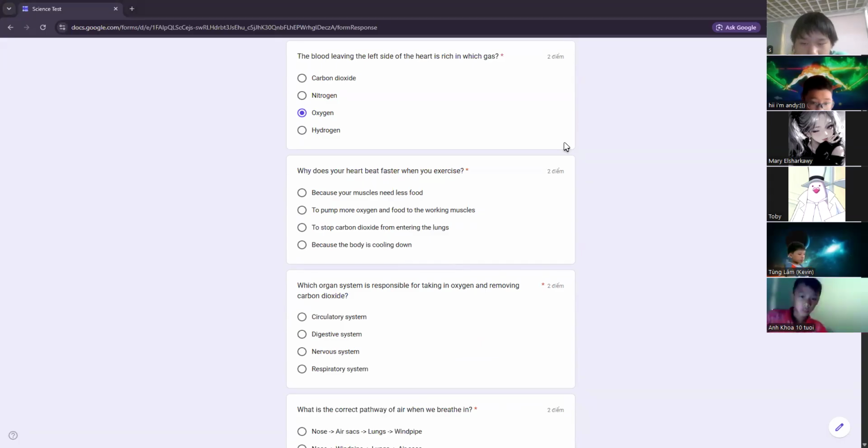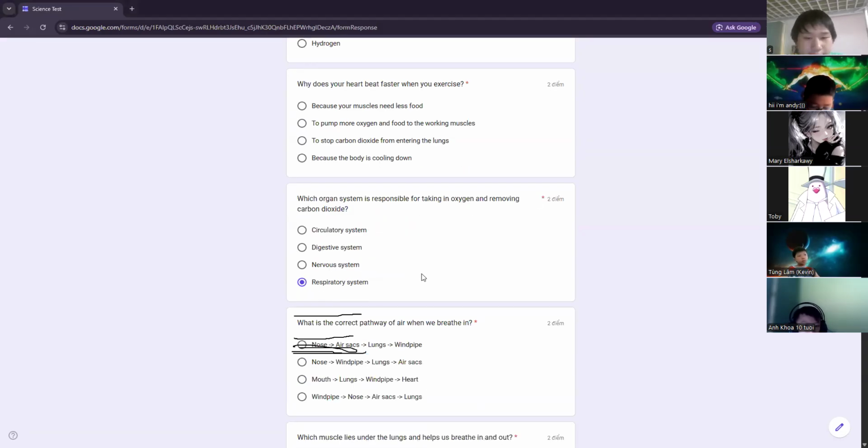Anyone? Is it like the respiratory system? Yes, it is the respiratory system. Now, the circulatory system, as we've discussed, only transports oxygen, food, and waste materials. The digestive system breaks down food, and the nervous system responds to stimuli and lets you think. So basically, the brain. All right.